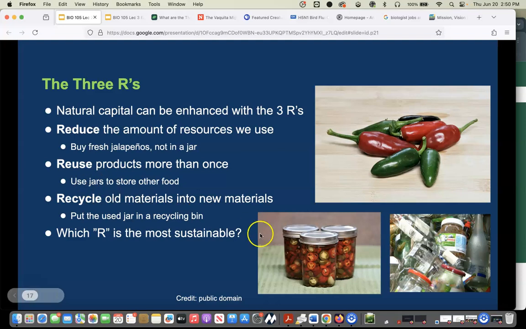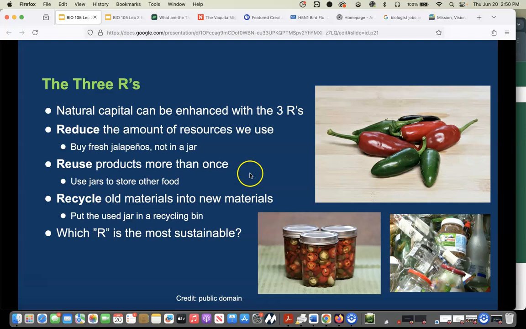So for example, we can use jars to store other foods besides just the jalapenos when we're done with them, okay? And then recycling our old materials into new materials. So put that used jar in the recycling bin when you're done with it, so that again, it can be recycled and reused to make new materials. So which of these R's do you think is the most sustainable?